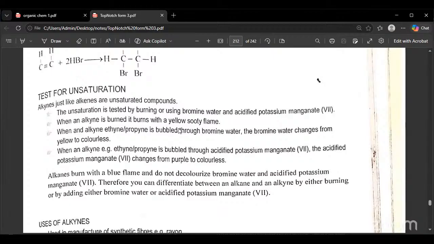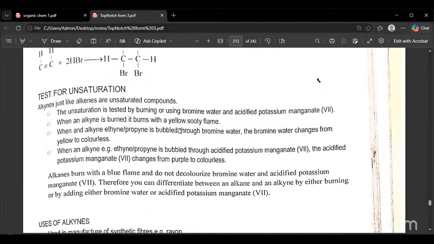Now let me talk about the test for unsaturation because we didn't mention it on the other side. Test for unsaturation. We normally use bromine water or acidified potassium manganate(VII), which we call oxidizing agents. So we said it decolorizes. That was number one.